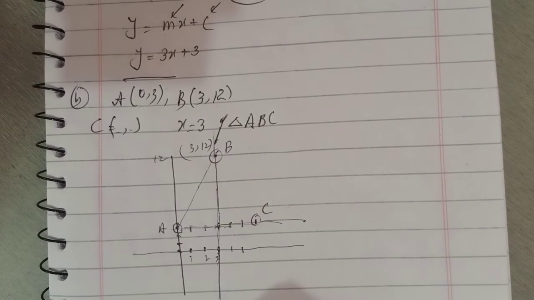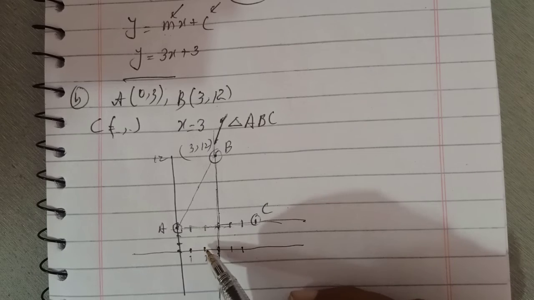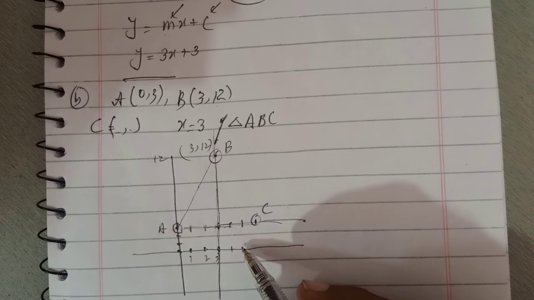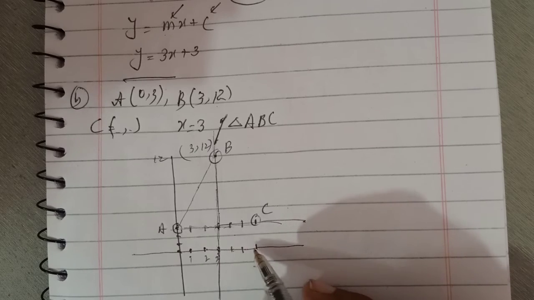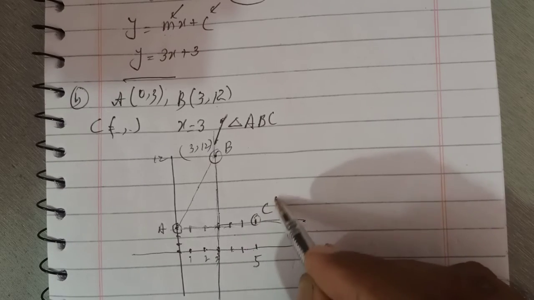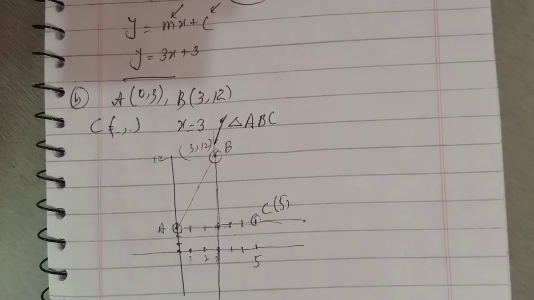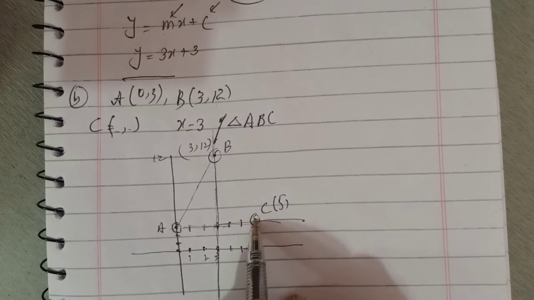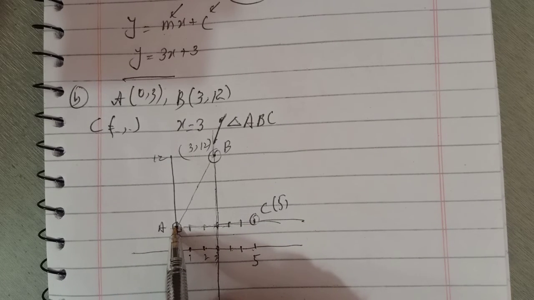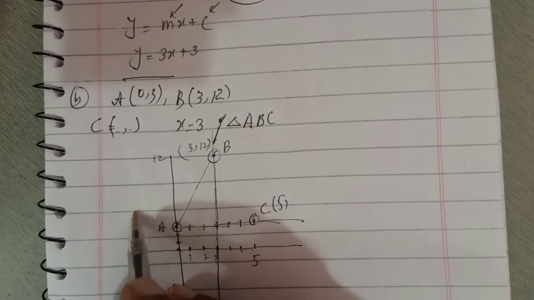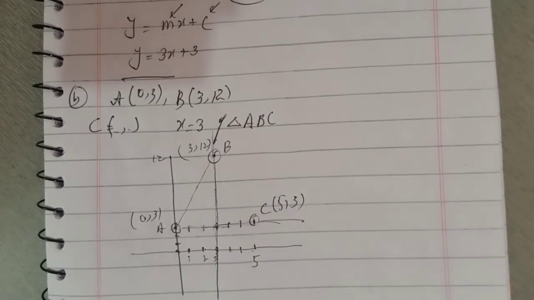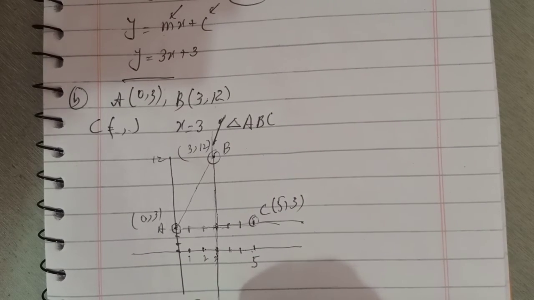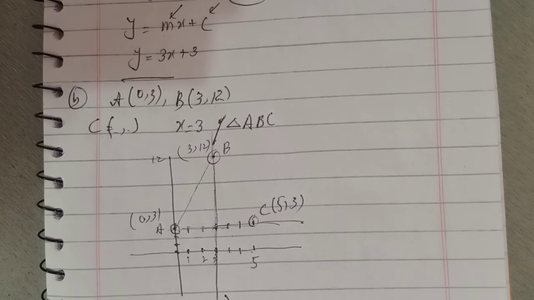This is C. Look at this, this is 1, this is 2, this is 3, this is 4, this is 5, then this is 6. The x coordinate of this point is 5, and on the y-axis, the coordinate is 3, as for 0, 3. So point C has coordinates x equal to 5 and y equal to 3.